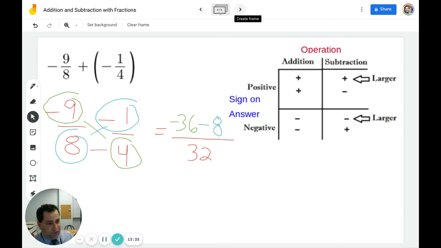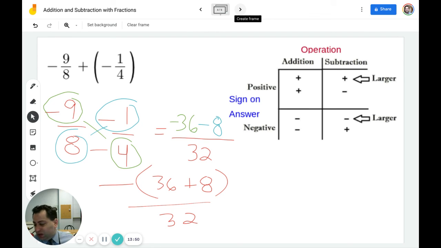So I have negative 36 plus 8 over 32. 36 plus 8 is going to be negative 44, right? Then dividing by 4 in the top and 4 in the bottom.